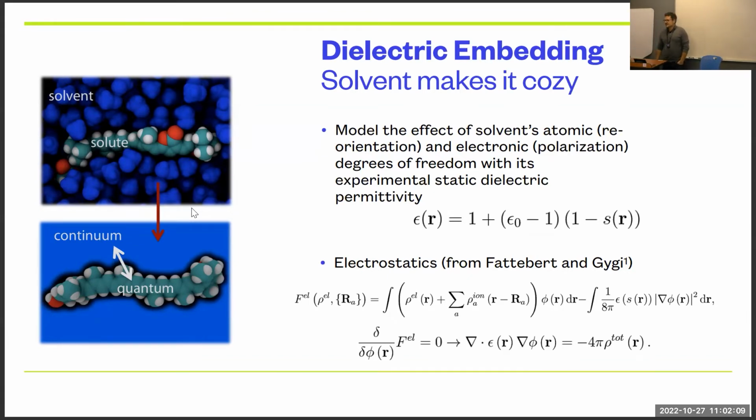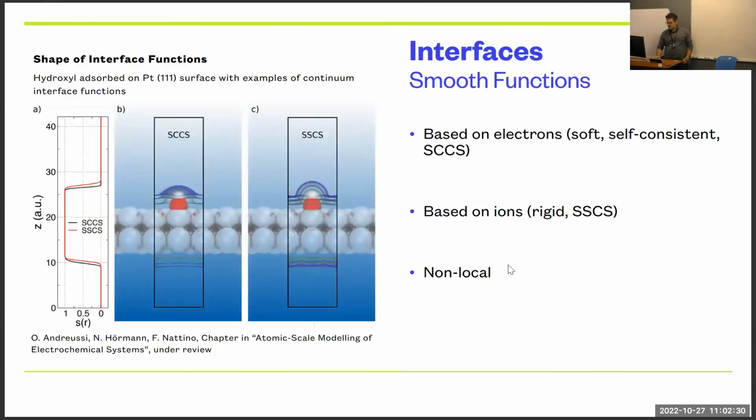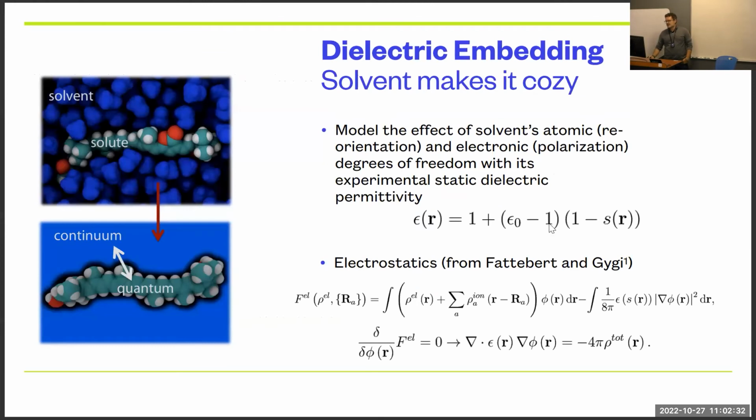And so the idea is that we can model the effect of solvent degrees of freedom, both the ionic one, so the effect that the dipoles will reorient, and the electronic polarization, in terms of the static dielectric permittivity of the medium. And assuming that we have an interface function, which I didn't introduce, sorry. If S of r is a function that is 1 inside the solute and 0 outside, we can define a dielectric permittivity in space in terms of this continuum interface function.